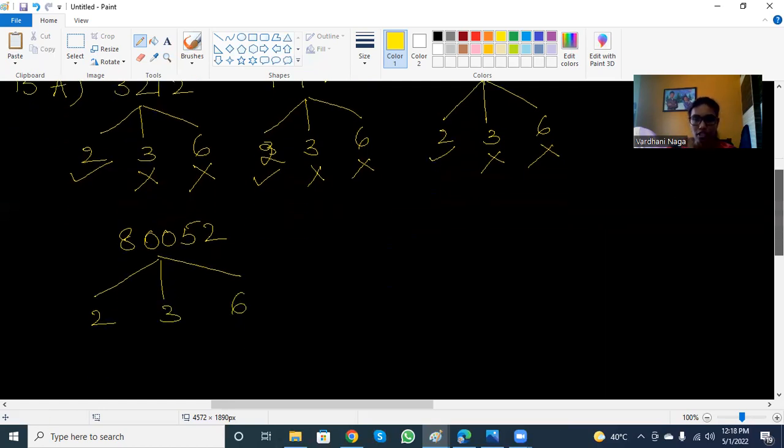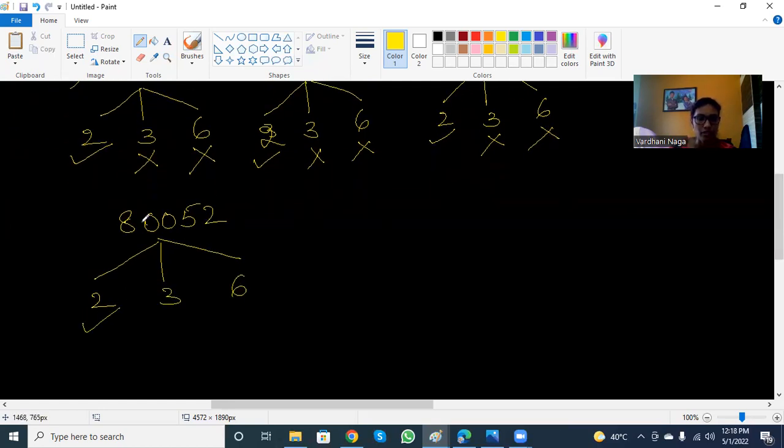236. Units place is 2, so it is divisible by 2. 8 plus 5, 13. 13 plus 2, 15. 15 is a multiple of 3. So hence it is divisible by 2 and 3, it is divisible by 6 also.